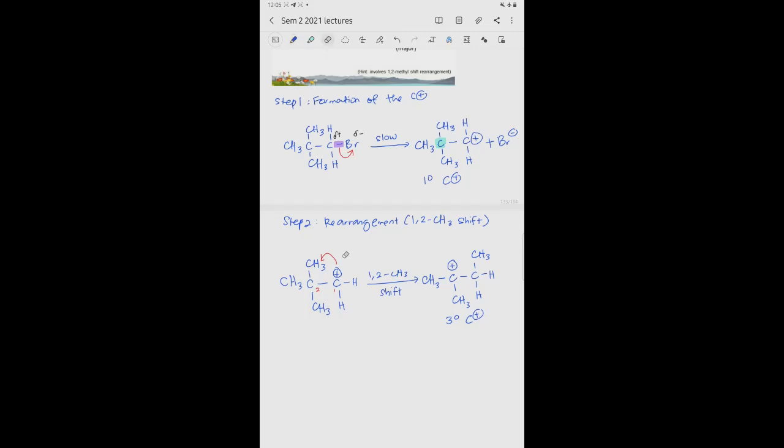I'm very sorry, because the arrow of the mechanism here should be from the methyl. The methyl changes place with the C+, like that. So we have formed the tertiary carbocation, which is more stable in this reaction. Therefore, the next step we will follow the second step in the previous example, which is the nucleophilic attack.